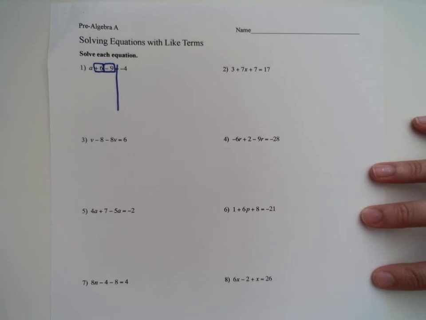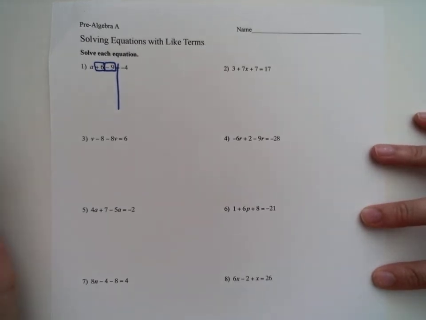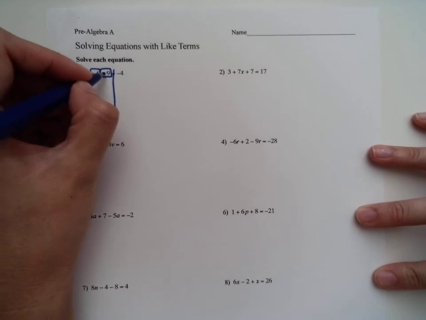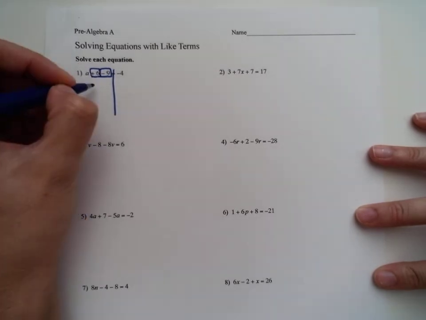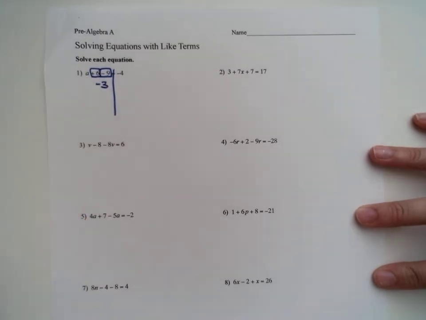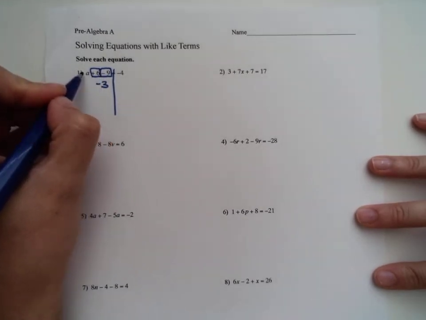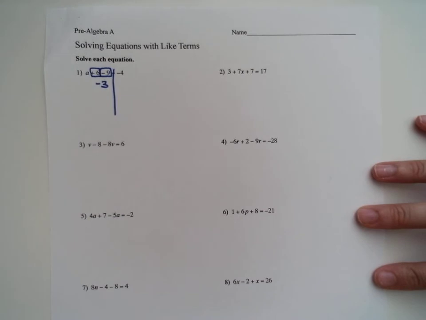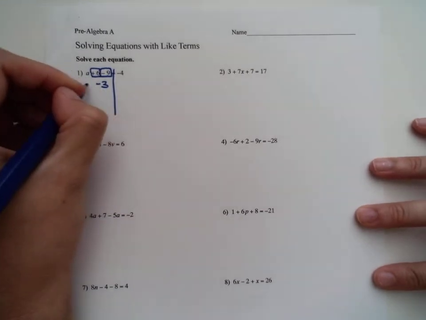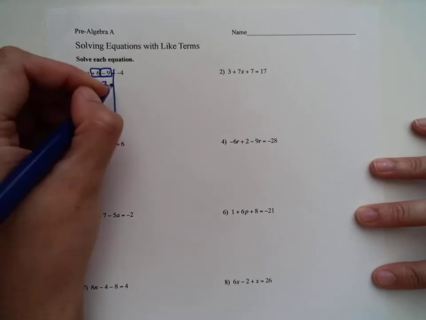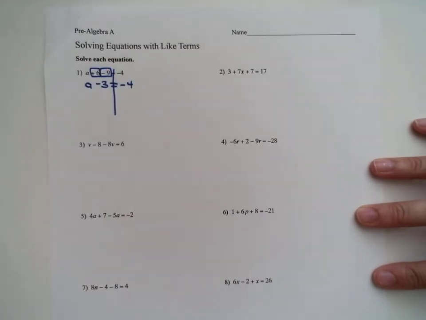Then step 3 says to combine like terms on the same side of the wall. So we can combine these. Positive 6 minus 9 is negative 3. So remember, you can only combine them if they're on the same side of your wall. And in this case, they are. So we get negative 3, and then we bring down a, and we bring down negative 4.